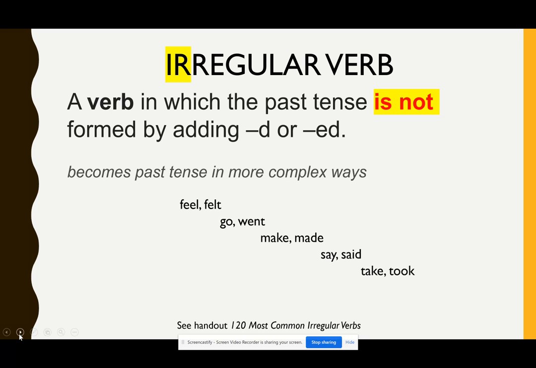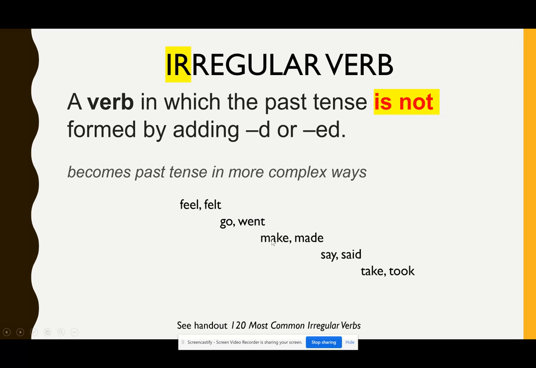Then we have something called irregular verbs. An irregular verb is a verb in which the past tense is not formed by adding a D or ED. For instance, look at these examples. The word feel becomes felt. The past tense of the verb feel is felt. The past tense of the word go is went. We don't say I go to the store. We say I went to the store.